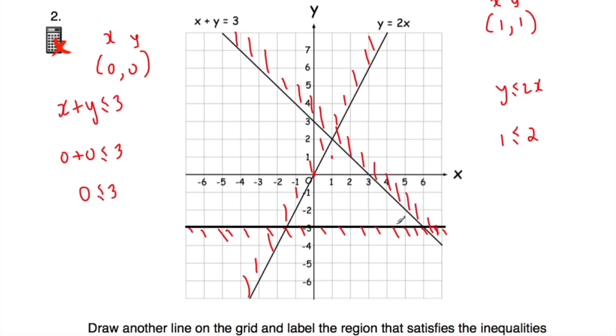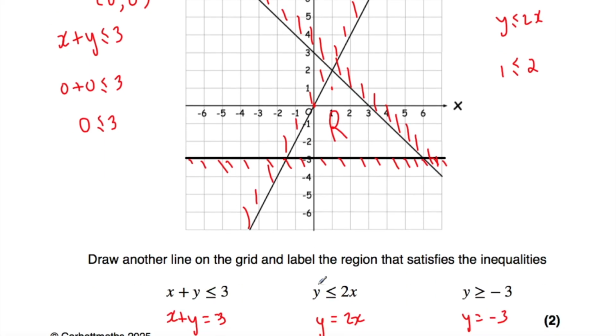And as you can see here, we're left with this region here. We've got this triangular region where all the points in that region or on the perimeter of that little triangle would work. And that's it. So I'm going to label that with an R. And that's it, because it just said to label it. So I'm going to label that region there with an R.